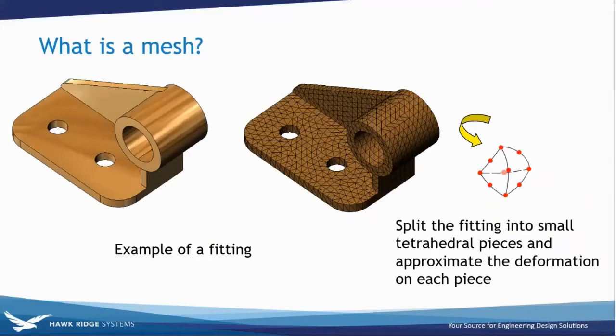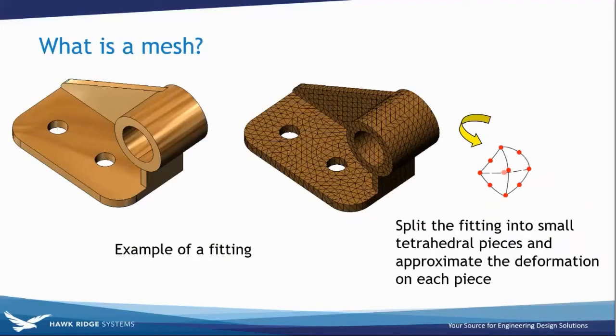Each one of the tetrahedrals is called an element, and the red points at the end of the element are called nodes. So that little graphic on the right-hand side, that's one single element. Those red nodules are nodes. So the displacement of each node is calculated from the applied loads, and that displacement is used to determine the internal stresses of the part.